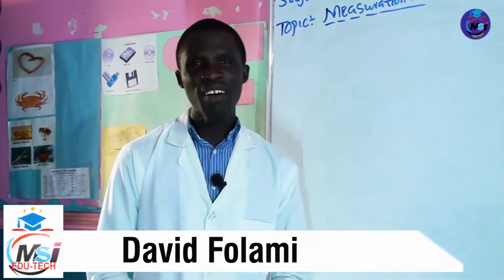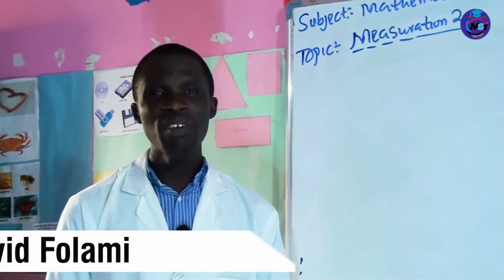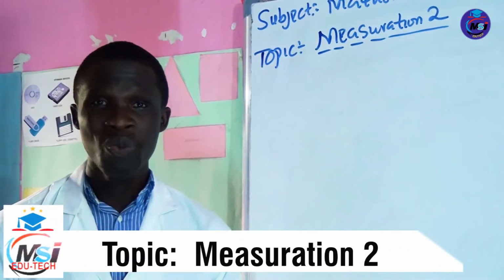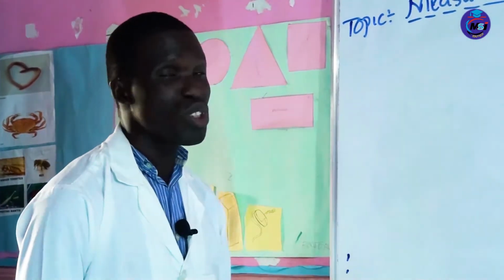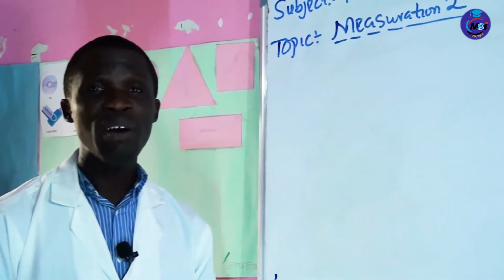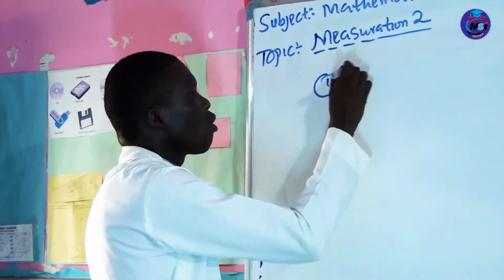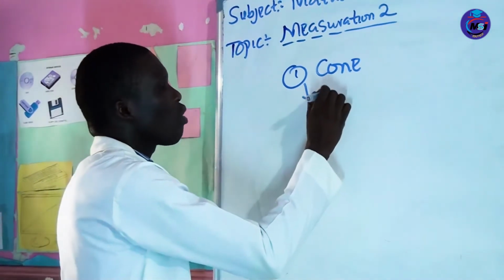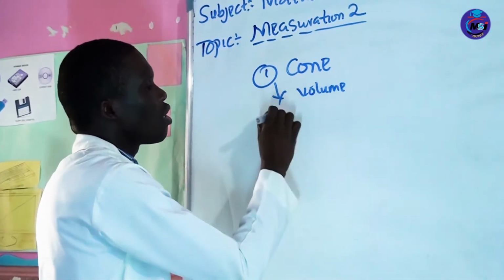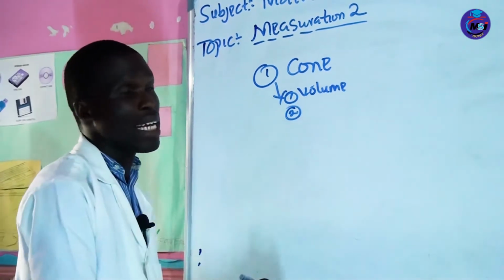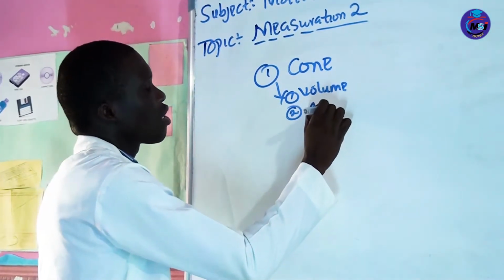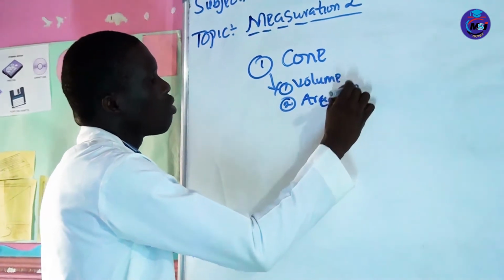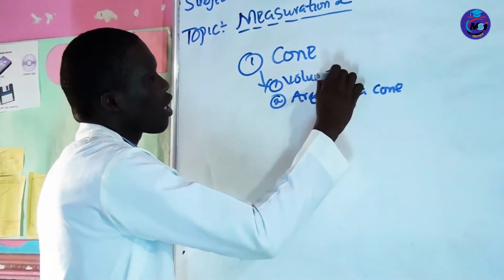Hi students, you are welcome back to this class. Today we are going to consider Measuration 2. I believe you enjoyed Measuration 1, and today under Measuration 2 we are going to look at cone. Under this cone we are going to look at volume of a cone, and we are going to look at area of a cone. Okay?